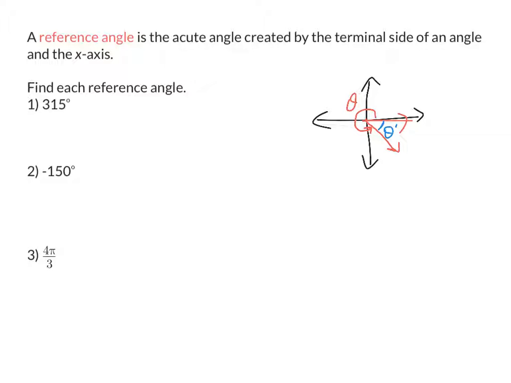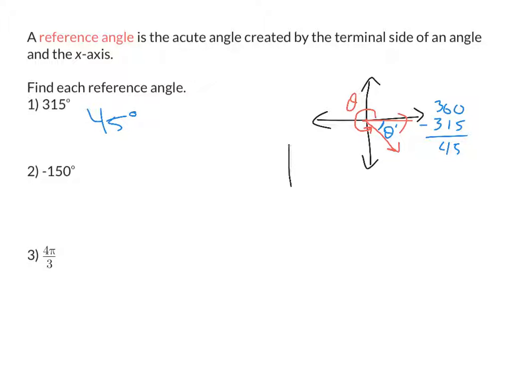Well, we've gone 315. It's 360 for a full circle, so 360, take away that 315. Here our reference angle is 45 degrees. Let's look at number 2. In number 2, we have negative 150.